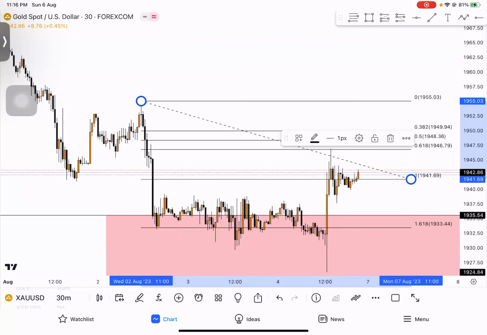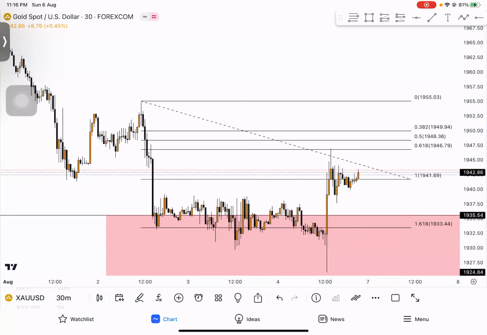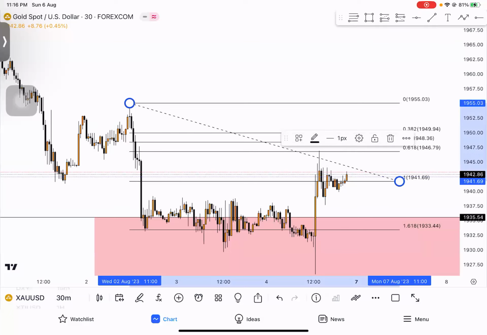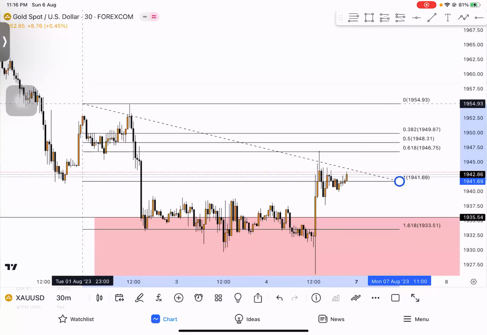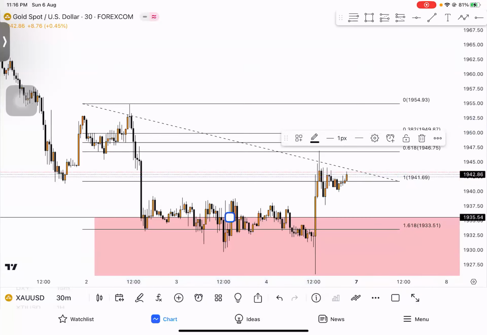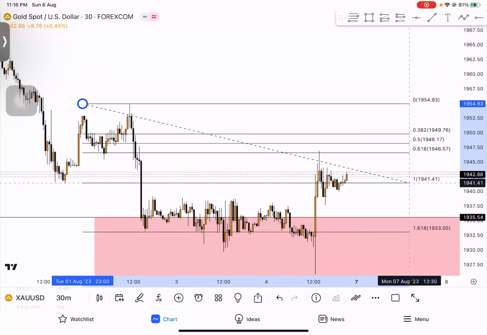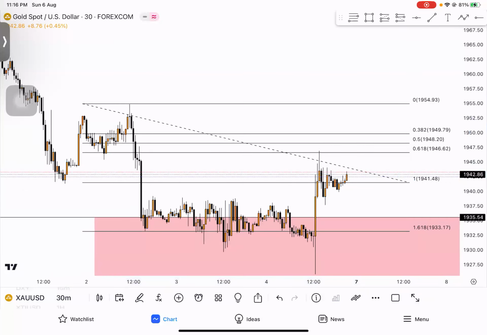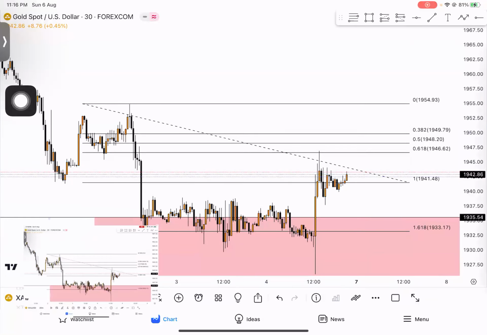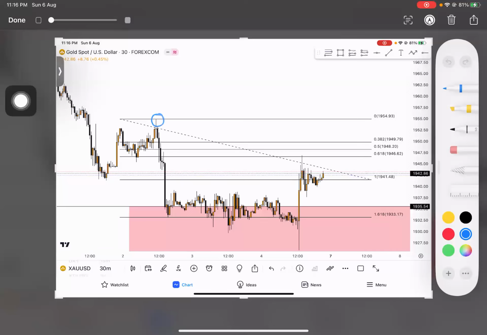So for these levels, you take from the swing high to the swing low. Where's the swing high? Okay, swing high to the swing low. The swing low is here. Right, this is a swing high. And now you're looking for a sell, right? Looking for a sell, swing high, and this is your swing low.